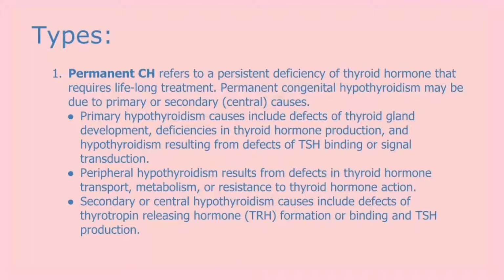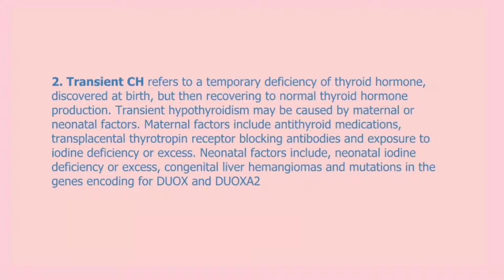Peripheral hypothyroidism results from defects in thyroid hormone transport, metabolism, or resistance to thyroid hormone action. Secondary or central hypothyroidism causes include defects of thyrotropin-releasing hormone formation or binding and TSH production. Transient refers to a temporary deficiency of thyroid hormone. It is discovered at birth, but then recovers to normal thyroid hormone production. This hypothyroidism may be caused by maternal or neonatal factors. Maternal factors include antithyroid medications, transplacental thyrotropin receptor blocking antibodies, and exposure to iodine deficiency or excess.